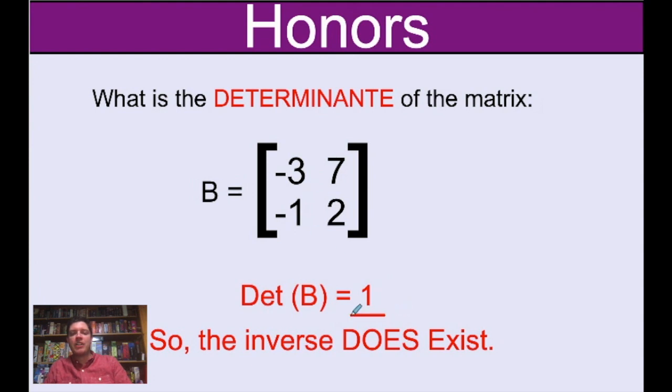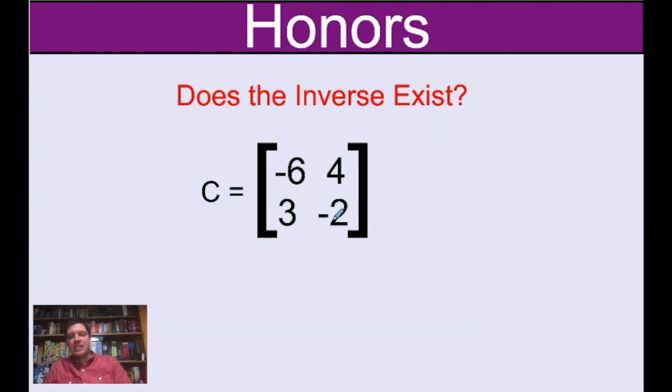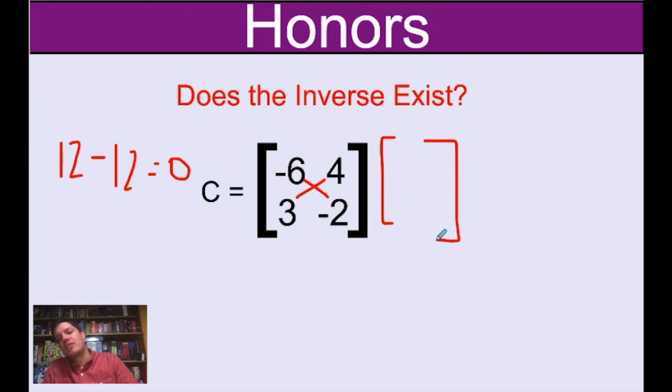Okay? So what about our second example? Our second example had a determinant of 1. Yeah, so it does have an inverse. We just don't know how to find it yet, but we're going to. Now let's try another one. Does this inverse exist? Well, let's see. Negative 6 times negative 2 is 12, minus 4 times 3 is 12. Oh, so 12 minus 12 equals 0. If I tried to find an inverse of this, it's not going to happen. There is no inverse to this matrix. It's impossible. You'll never find a matrix to multiply by this matrix to get you the 1, 0, 0, 1 matrix. Doesn't exist.